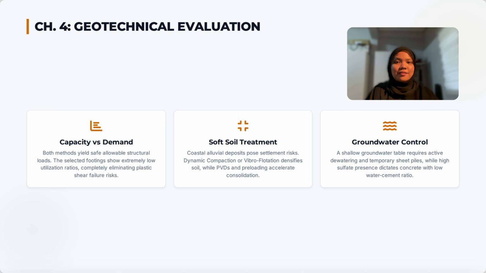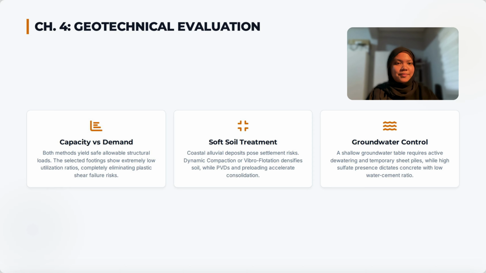Thank you. For discussion, I will talk about geotechnical evaluation. First, between capacity and demand, both methods yield a safe allowable structural load. The selected footing shows extremely low utilization ratios, completely eliminating plastic shear failure risk. Next, in terms of soft soil treatment for coastal alluvial deposit post-settlement risk, dynamic compaction or vibroflotation densifies soil, while PVD and preloading accelerate consolidation. Then groundwater control. A shallow groundwater table requires active dewatering and temporary sheet piles, while high sulfate presence dictates concrete with low water cement ratio.